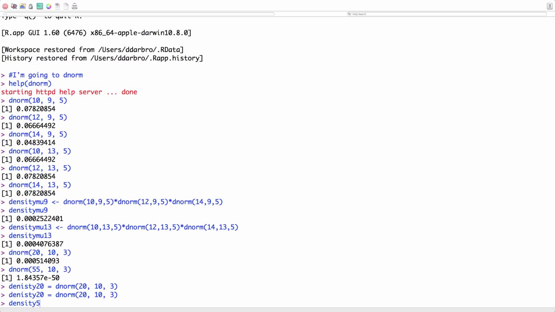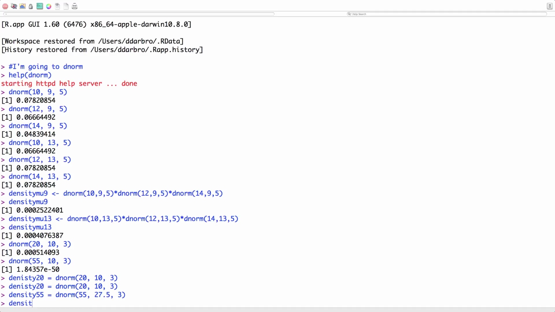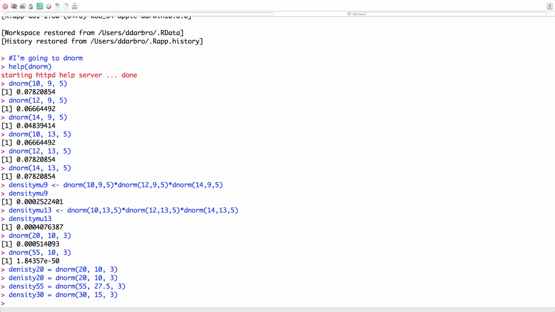Density of our 55 is d-norm. 55 coming from a mean of 27.5 with a standard deviation of 3. And our density for 30 is d-norm. 30, mean of 15, standard deviation of 3. So we can get each of these.